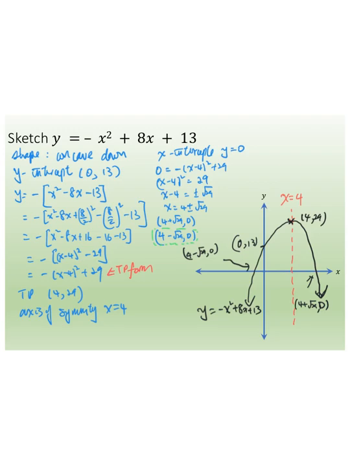Right, so you can see that the reflection of a parabola is just a concave down shape, and anything with a minus sign in front will give you the concave down shape. So this is the end of the lesson.